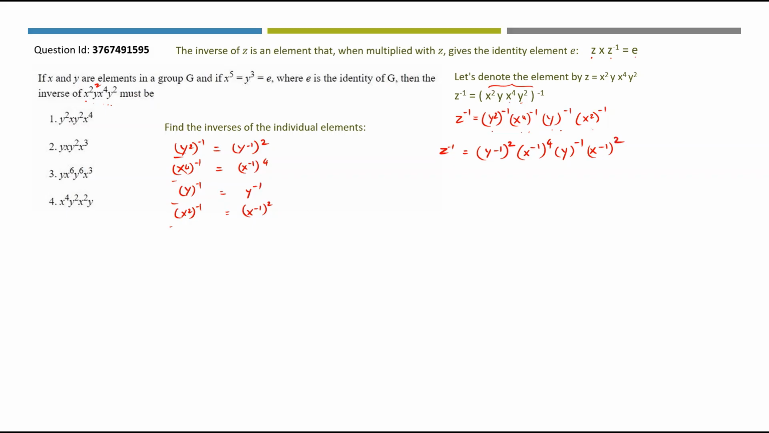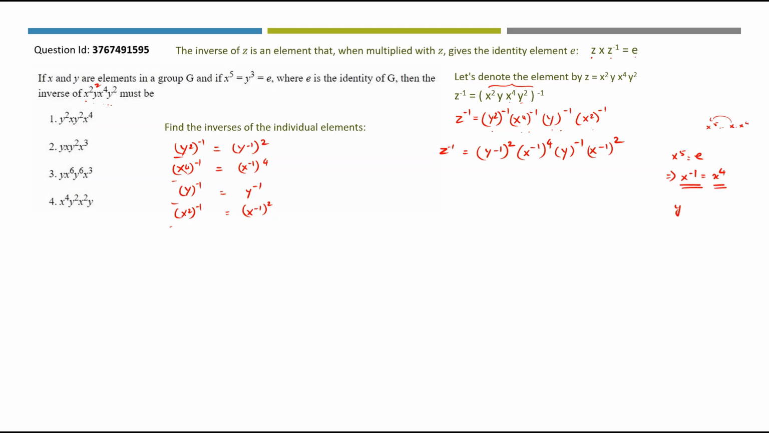Now we know x power 5 is equal to identity element E. X inverse can be taken as x power 4. How did we arrive at this? We can write x power 5 as x into x power 4. We will bring x to this side. So when you bring it to the other side, it becomes x inverse. So we are equating x inverse to x power 4. We have to substitute x inverse by x power 4.